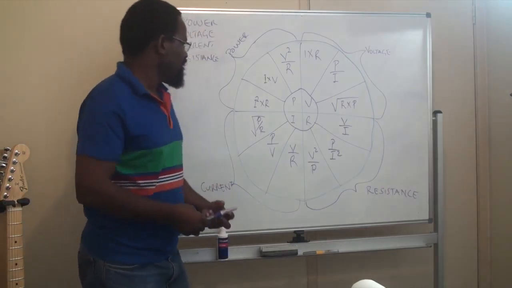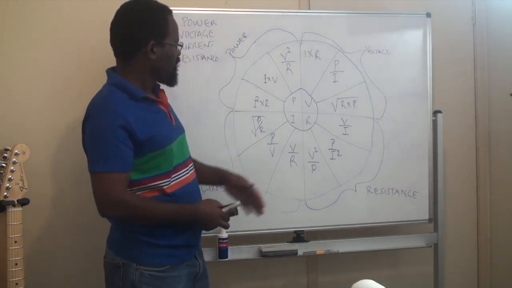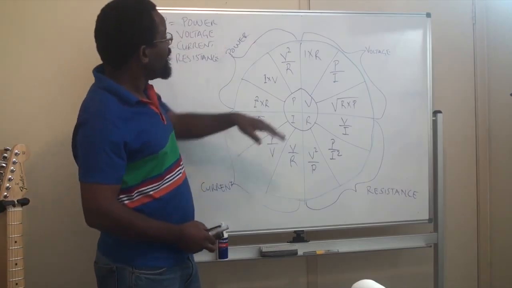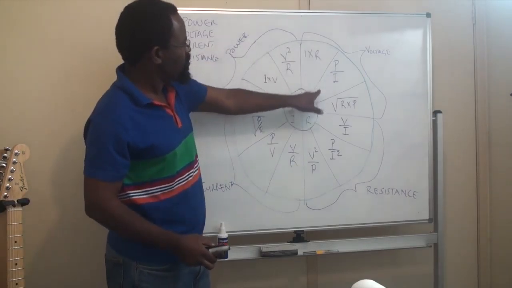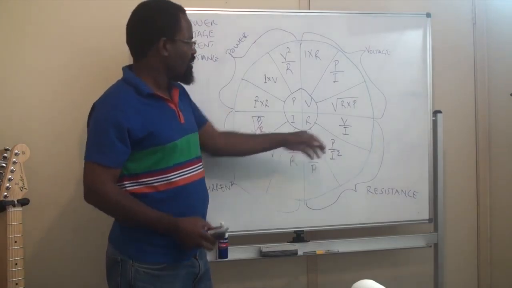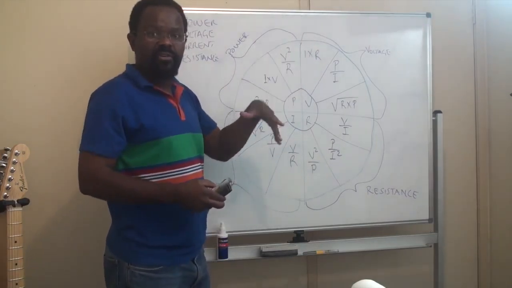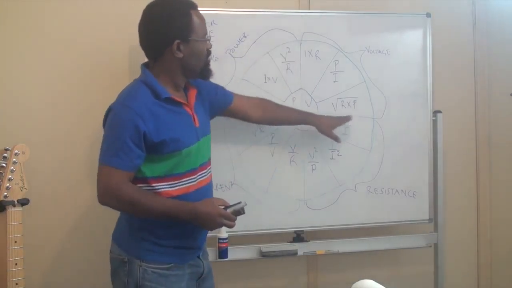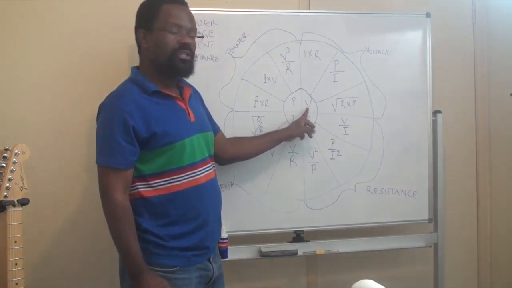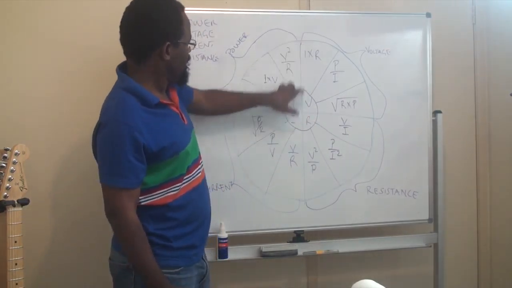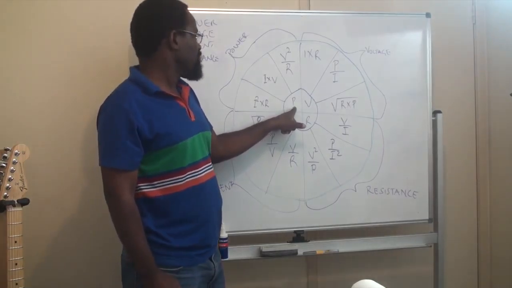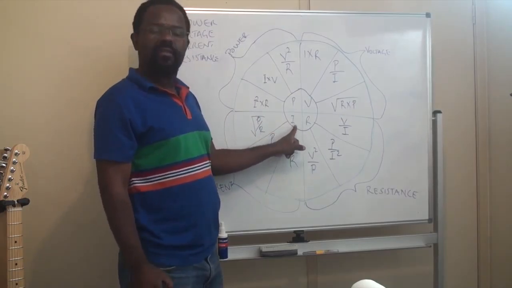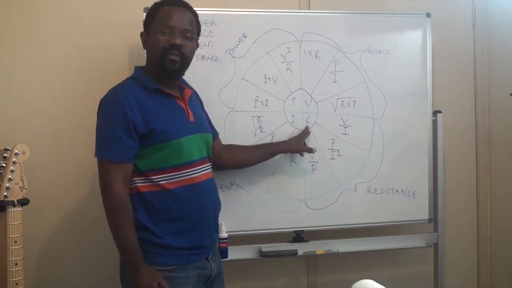So, in this circle here, we have a circle with 4 quadrants, and each quadrant is divided into 3 parts. This is the first quadrant, second quadrant, third quadrant, and fourth quadrant. A quadrant is just the circle divided into 4 equal parts. In this quarter we have voltage, in this quarter our power, in this one our current, and in this quadrant our resistance.